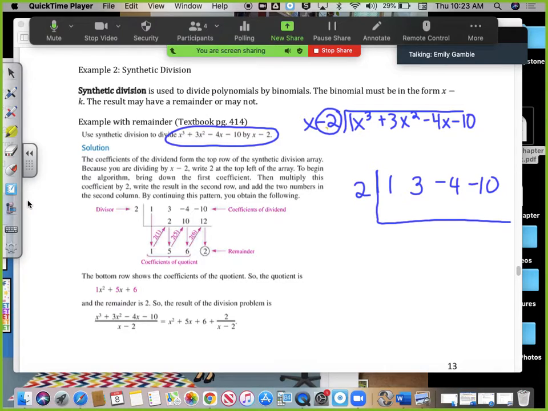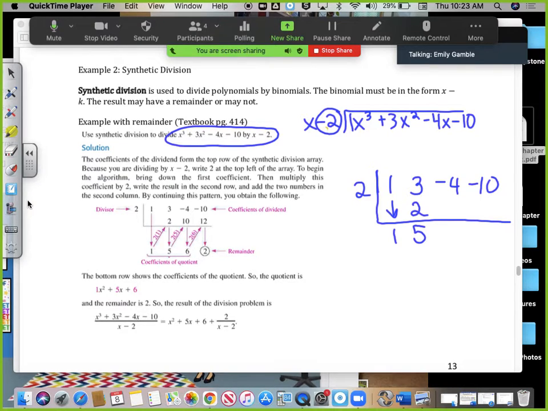For whatever reason, you take this first number and you just write it down here as your first number. And then you do this weird process about multiplying and adding different things. So the first thing that you do is you multiply 2 times this number down here. So 2 times 1 is 2, and you put it here. And then you take these numbers and you add them. 3 plus 2 is 5.